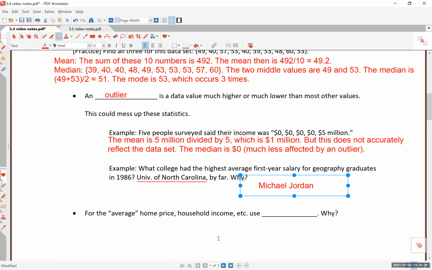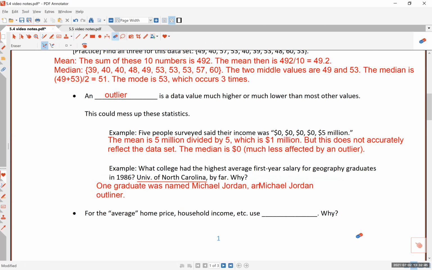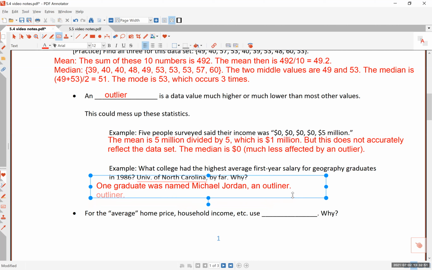Okay, so sometimes an outlier can really distort or mess up figures, so just be careful. I should probably elaborate on this. I should say one graduate was named Michael Jordan, and he was an outlier. Oops, I guess I should not have done this, and so that is the reason for that. Okay, I will correct my mistake here.